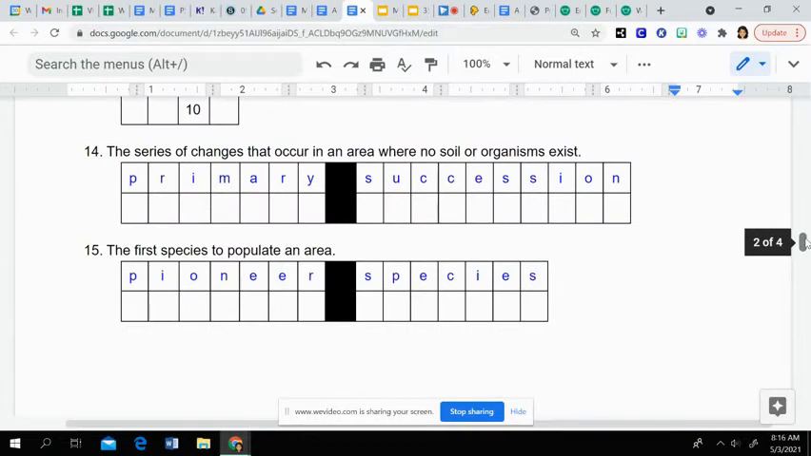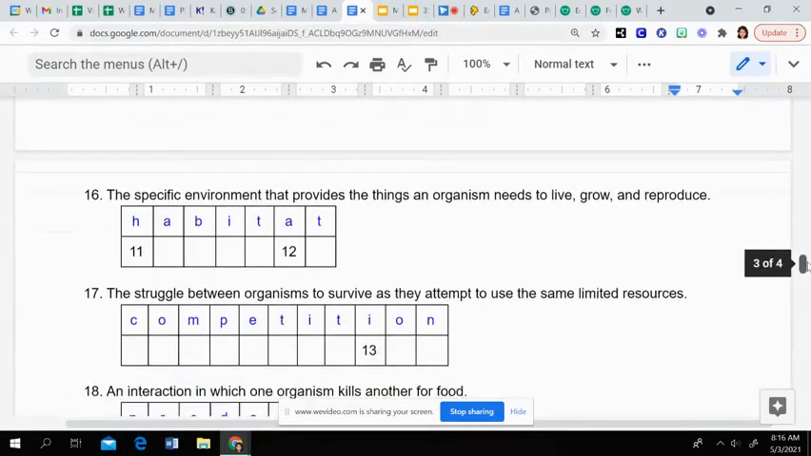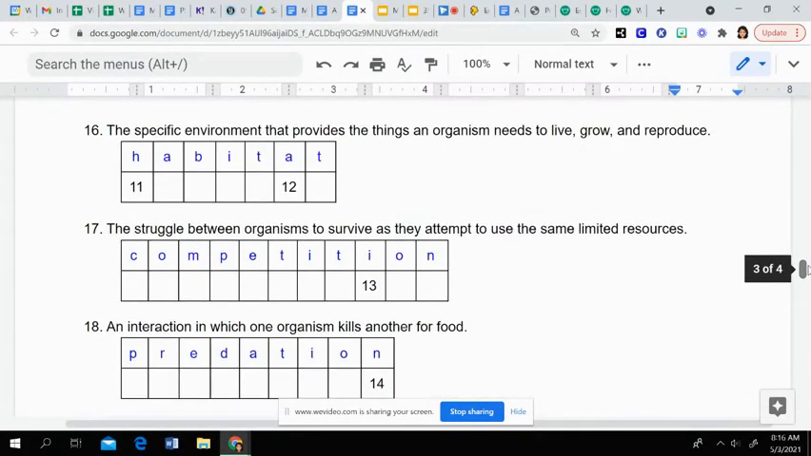14, the series of changes that occur in an area where no soil or organisms exist is called primary succession. And then the first species to populate an area is called a pioneer species. They're like paving the way. They're coming into the area for the first time. 16, the specific environment that provides the things an organism needs to live, grow, and reproduce is called its habitat.